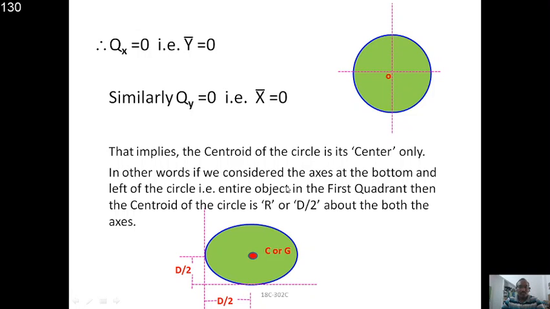In other words, if we consider the axes at the bottom and the left of the circle, that means this is the bottom line, and this is the left of the circle, then the centroid would be d by 2 and d by 2, which are the radius. That will be the scenario. Because of the symmetry, both the values are the same.